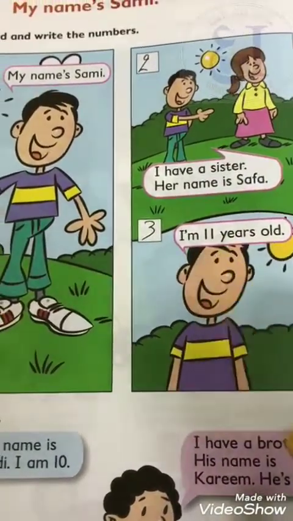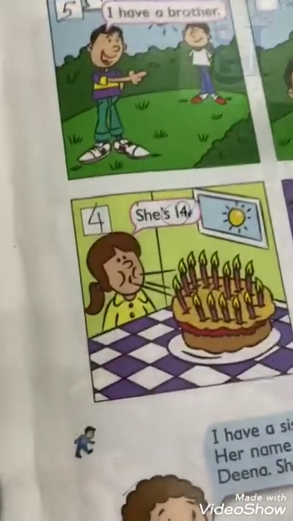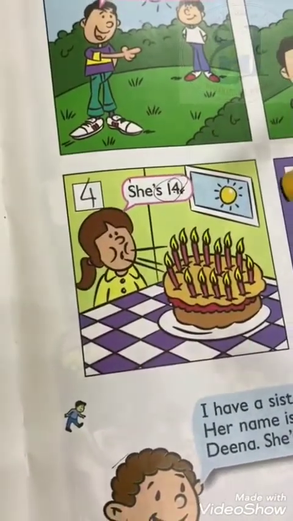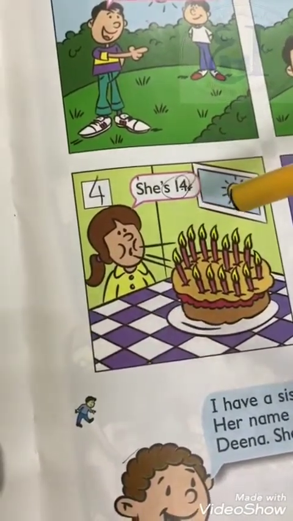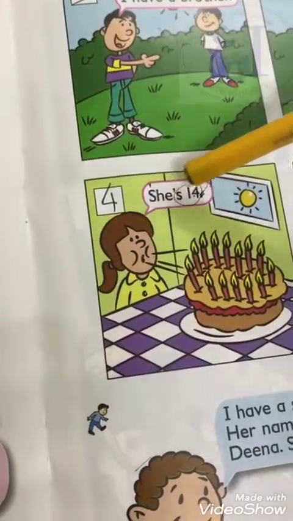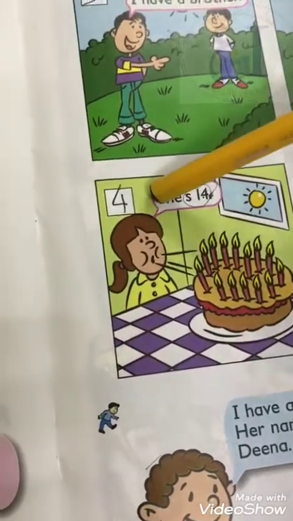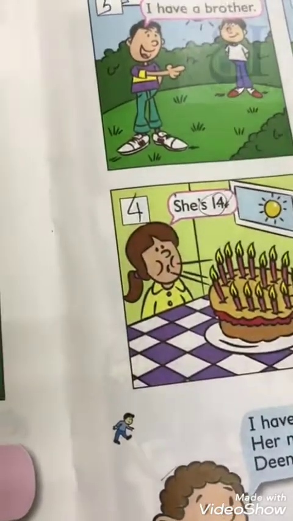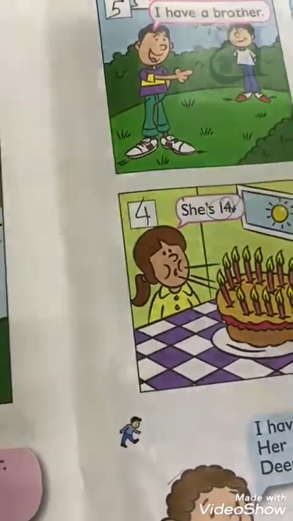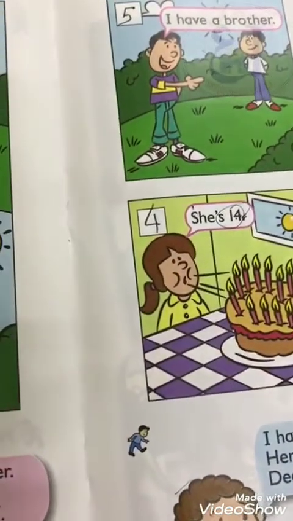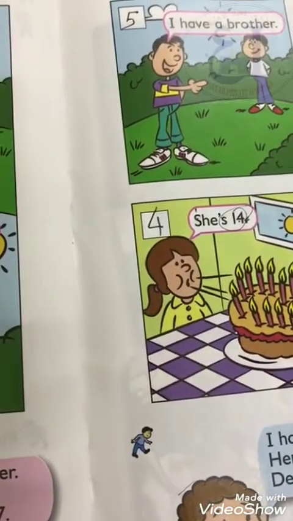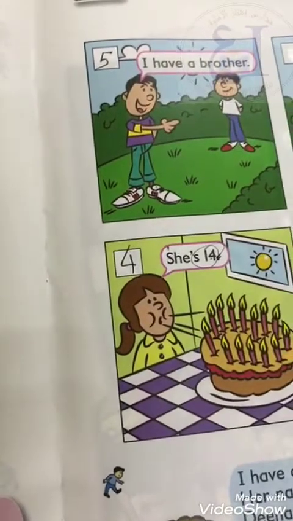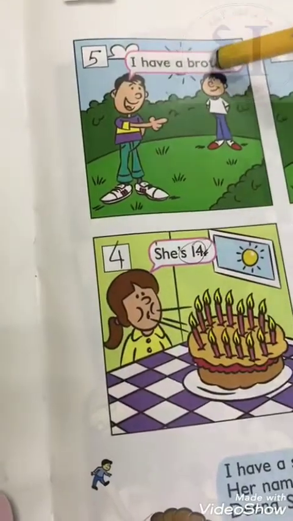Now, Sami tells us about the age of his sister. He says she is 14. She is 14. Now, he says, I have a brother.